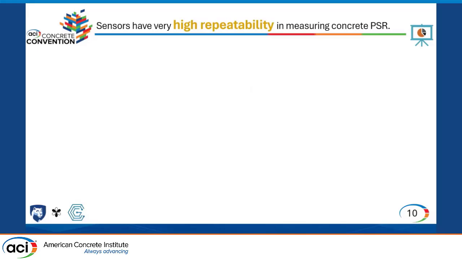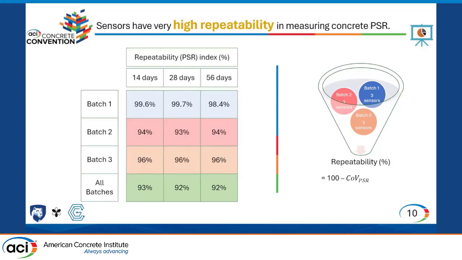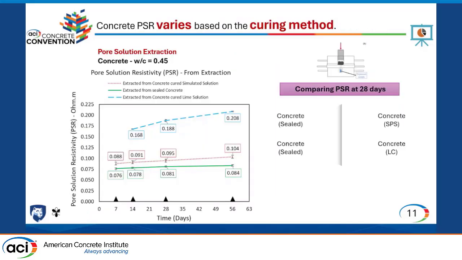So first of all, I do want to say our sensor has very high repeatability in measuring concrete pore solution. We embedded 3 sensors in batch 1, and then another 3 sensors in a second batch and a third batch, and we calculated the repeatability for the mixture itself. The reported measurements at 14 days, 28 days, and 56 days had very high repeatability, so we were able to achieve higher than 92% for all batches, which is a success for the sensor.